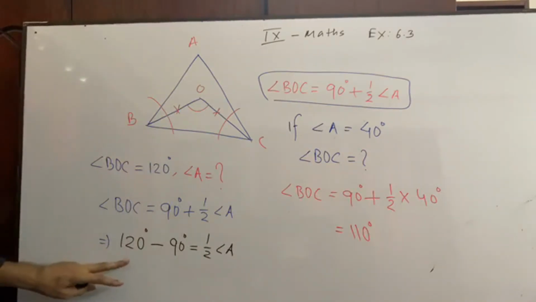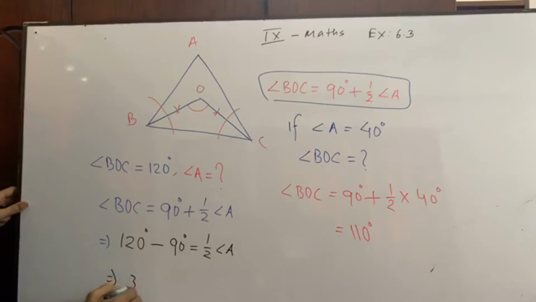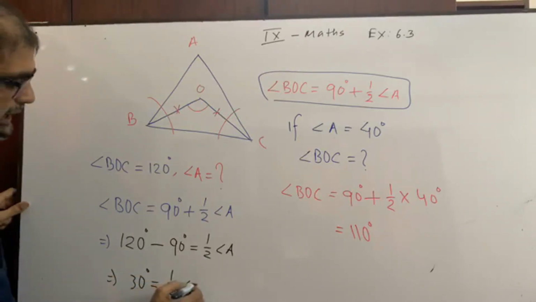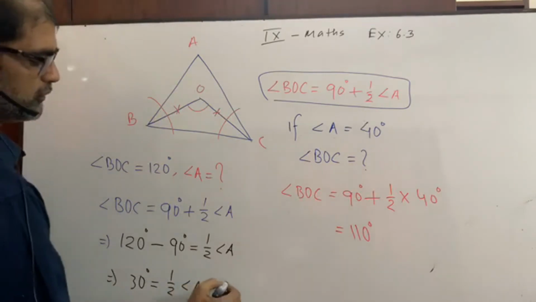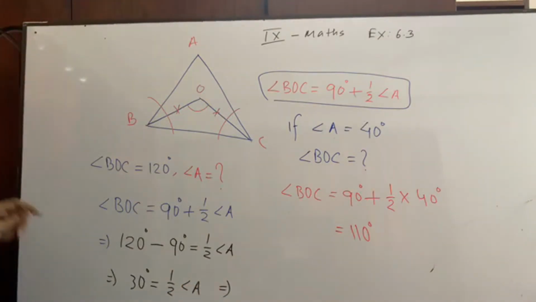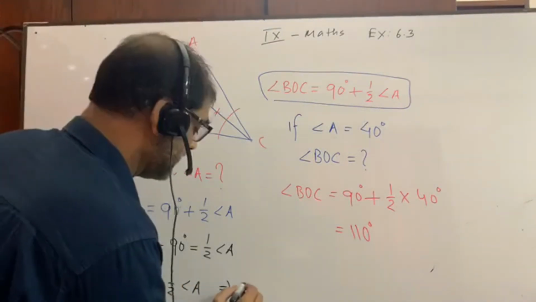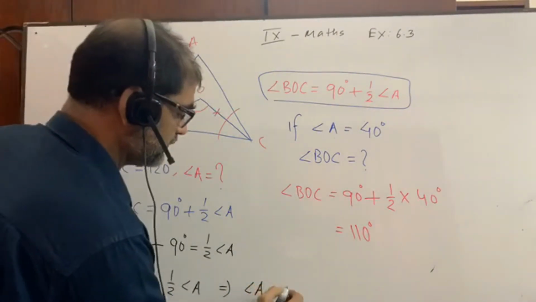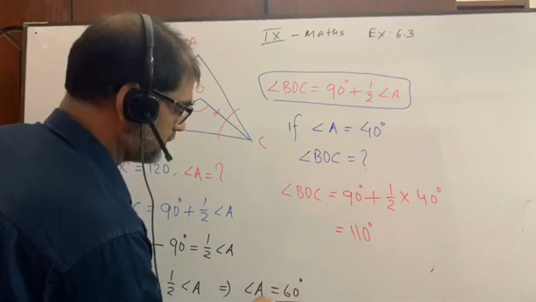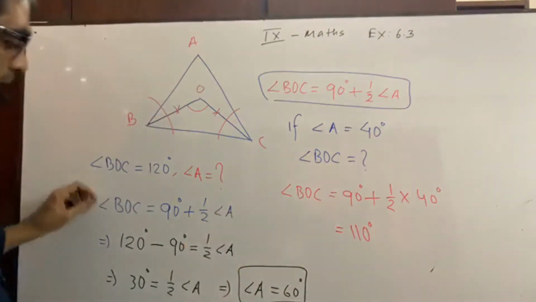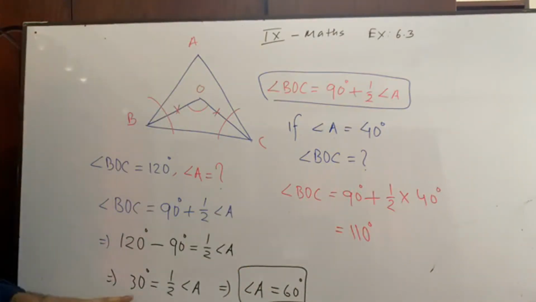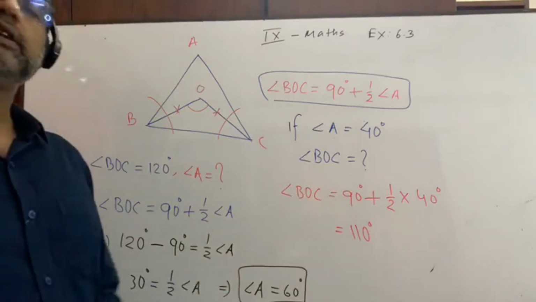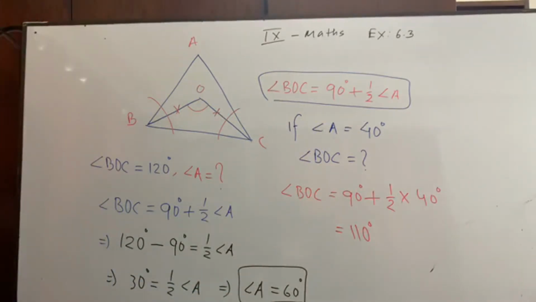So 120 minus 90, that is 30 degrees. We are getting 30 degrees is equal to half of angle A. So from the last equation, we can write that angle A is equal to 60 degrees. Can you write or not? Yes, we can write. Angle A equals what? 30 into 2, that is 60 degrees. So the math is done here.